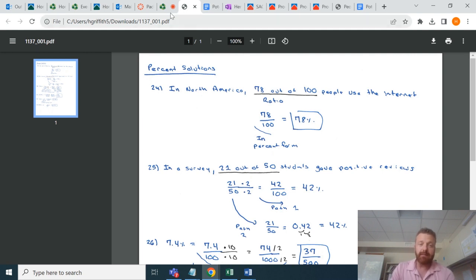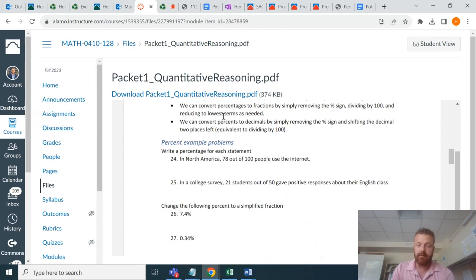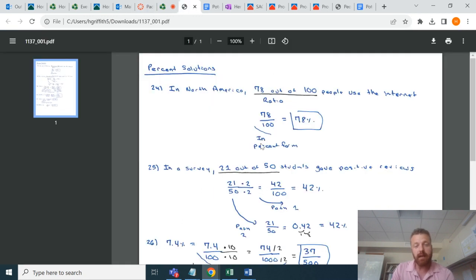And then the nice thing about it is if you look back at what we were actually asked to do there, which was to write a percentage for each statement, remember that 78 out of 100, something out of 100, is actually the definition of a percent. So by definition, 78 out of 100 is 78%. So if you want a simple way to look at it, whenever you have a fraction that has 100 in the denominator, that numerator is the actual percentage value because percentage means out of 100.